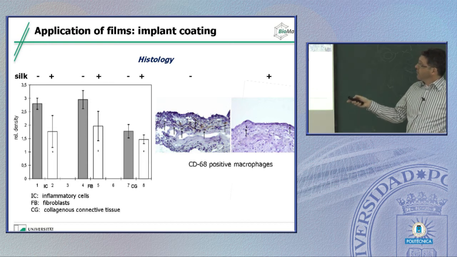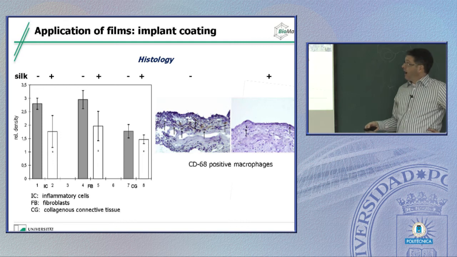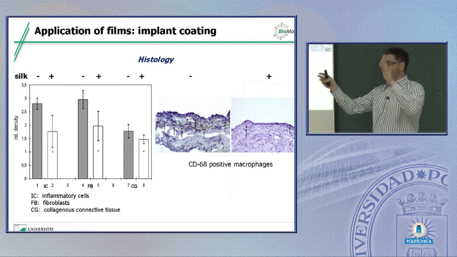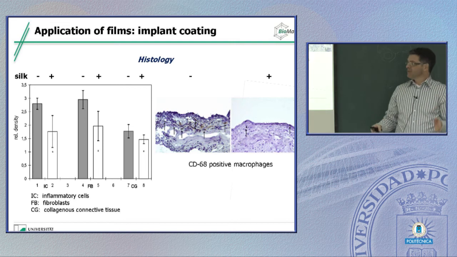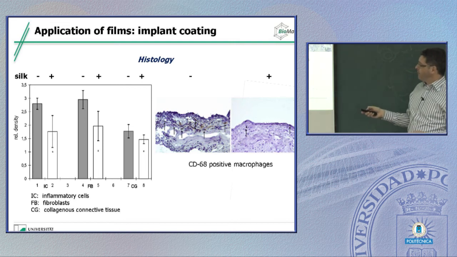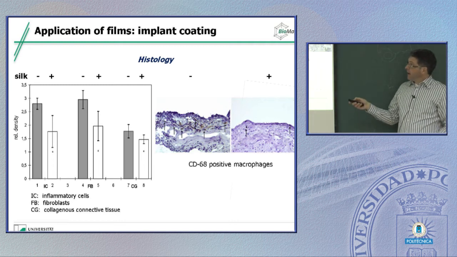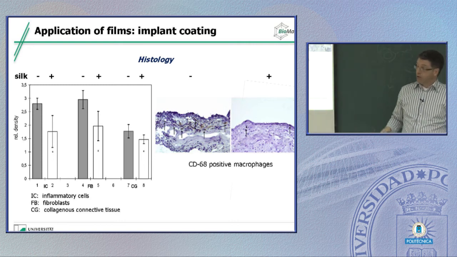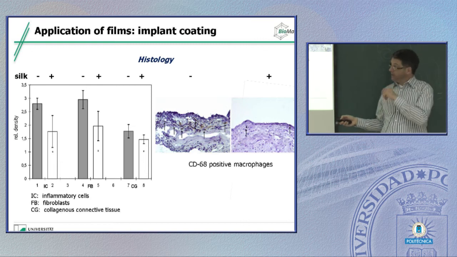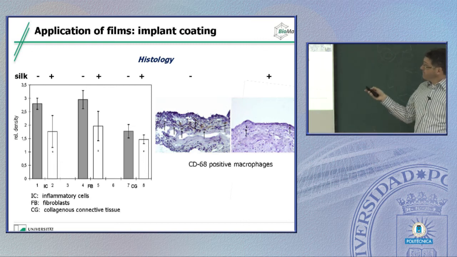And the same is true for fibroblasts, which are indicative of making collagen, right? And collagen is making this fibrosis. So if you have fewer cells making collagen, of course, the chances that you get fibrosis are much lower. And there's also less, not that much, but less collagenous connective tissue surrounding it. So these are clear facts, not only the visual stuff, but facts that our coating really improves the biocompatibility.